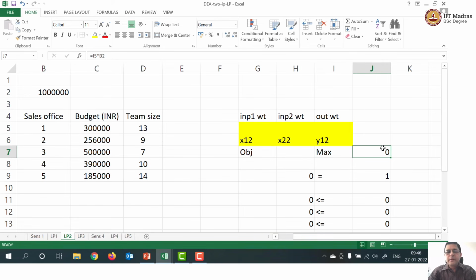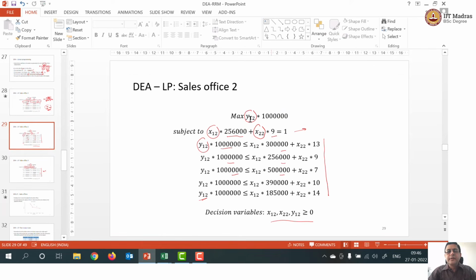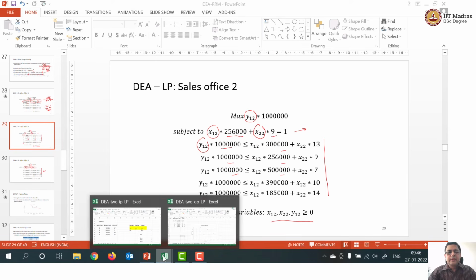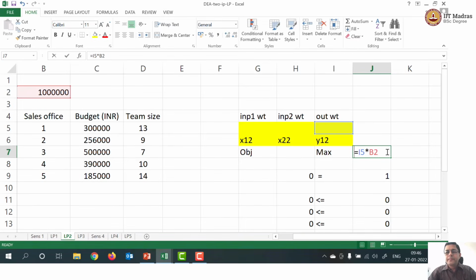Now what is the objective function? The objective function is maximization of the weighted output. This is the output weight. What is the output value for DMU 2? For everybody it is 10 lakhs, that is the sales target. So that is your objective function.